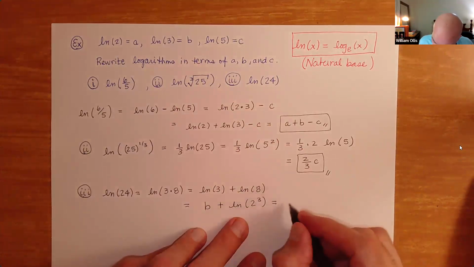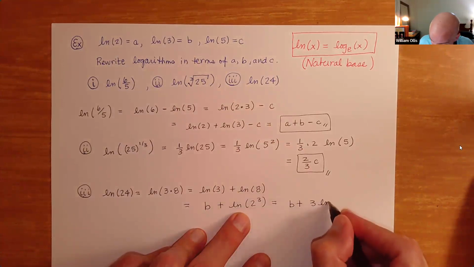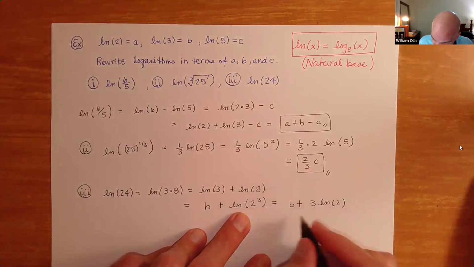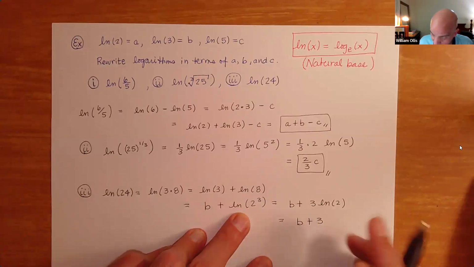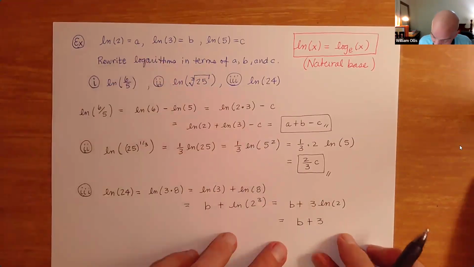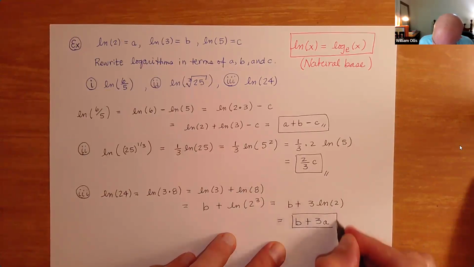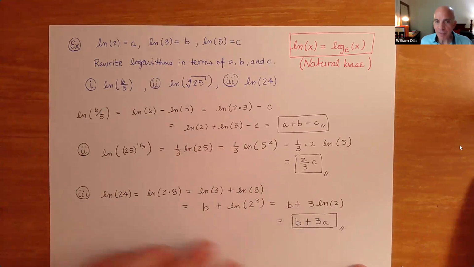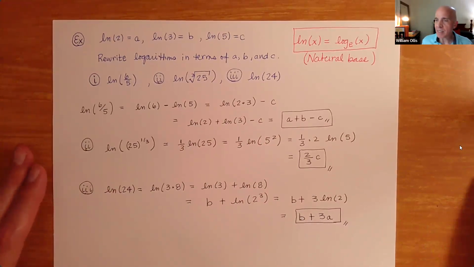And so now we have b, and let's apply the power rule. We have 3 times the natural log of 2. And now we can fill in. So we have b plus 3 times log of 2, which is a. So these are very simple, but the practice that we get utilizing the identities is the main point here.